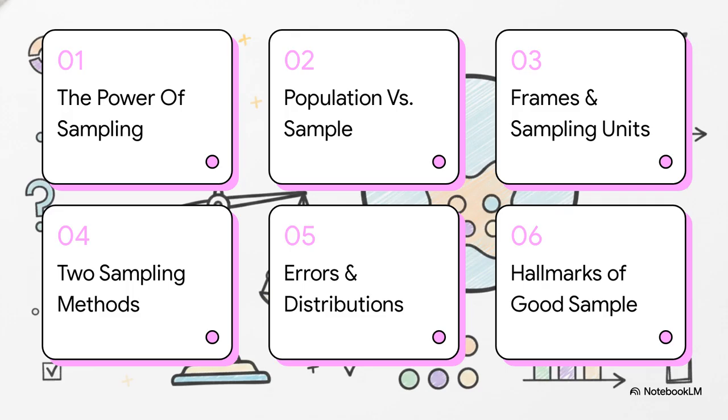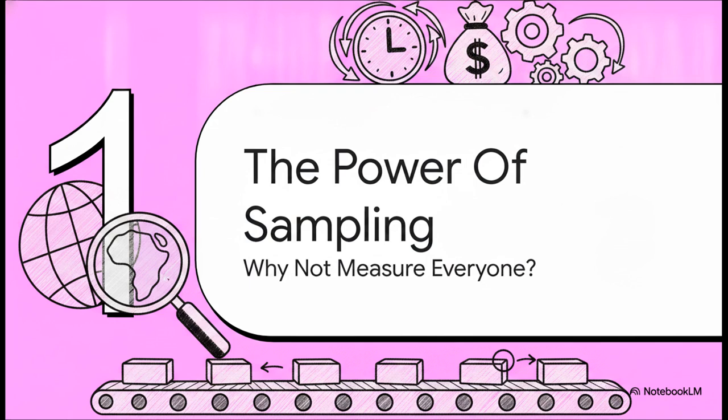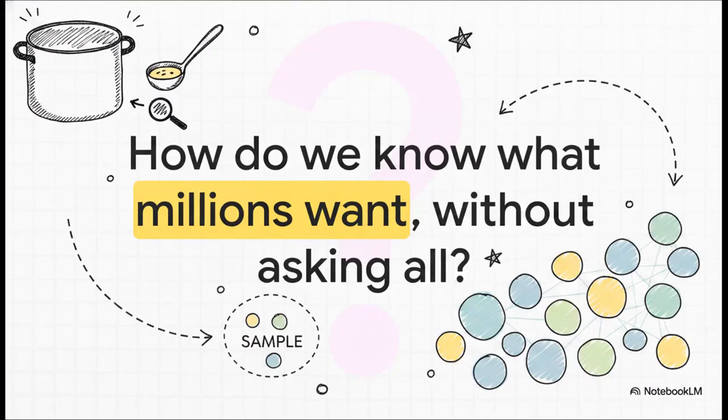Let's get into it. Section 1. The power of sampling. Why we don't measure everyone. All right, so we start with a pretty simple reality. It's literally impossible to poll an entire country or test every single item rolling off an assembly line. When you're doing research, it is almost never possible to study an entire population.